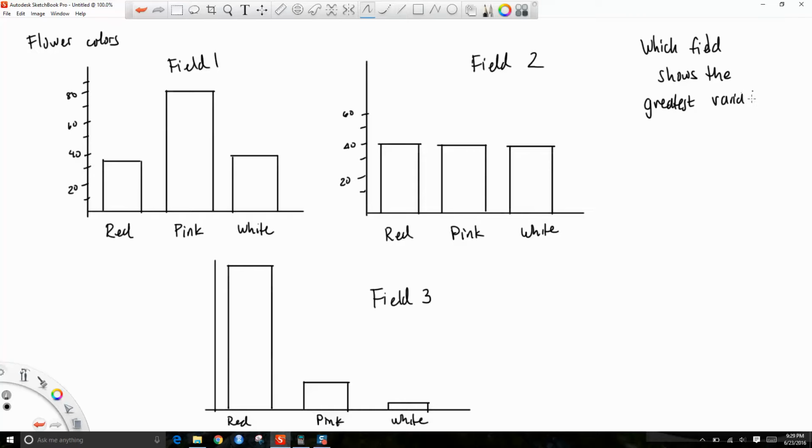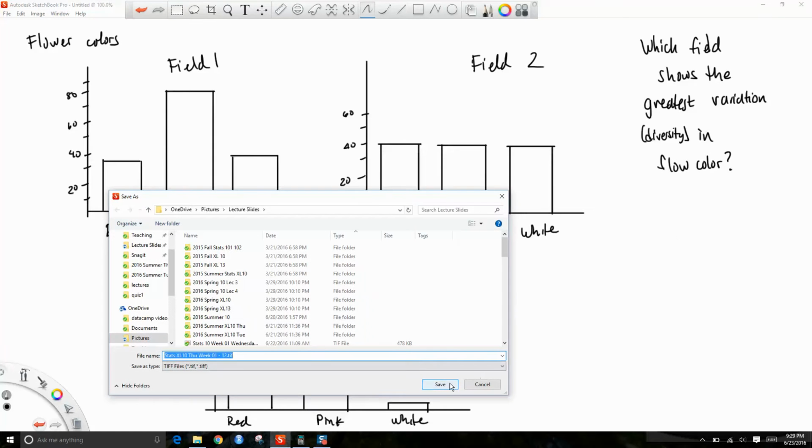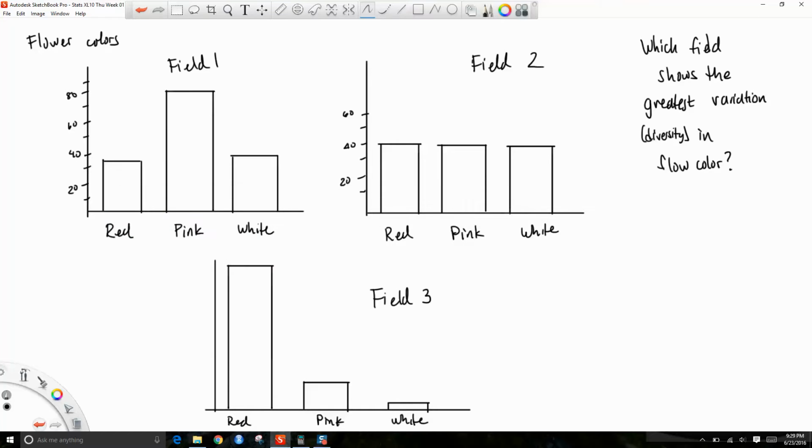Now don't shout it out, okay? Variation, or we can even say diversity, in flower color. So we've got field 1, 2, and 3. Which one has the greatest variation?